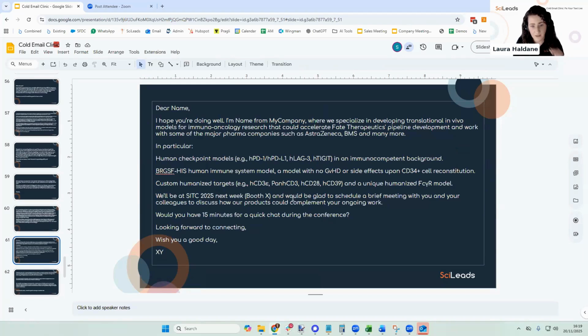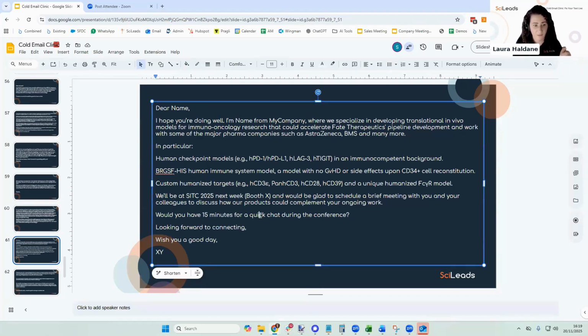We'll be at Sitsi next week. Brilliant. Tell me the booth number. That's great. Would you be free? Would you have 15 minutes for a quick chat during the conference? When suits for a 15-minute chat during the conference? Or even better, does it suit you better on Tuesday or Wednesday to chat at the conference?